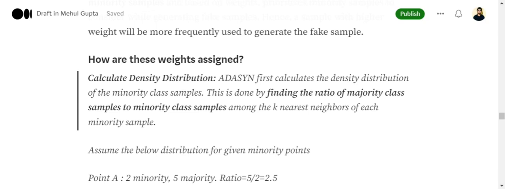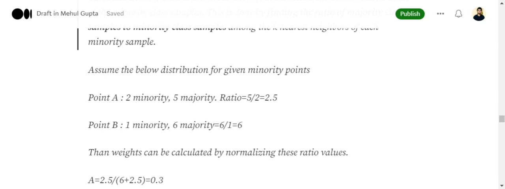So for example, if I pick a point, say A, and k equals 5, I would be considering all the 5 points that are nearest to it and not just the minority ones. And then I will be calculating the ratio of majority class samples upon minority class samples. This would be a little easy to understand. Assume that k equals 7 in this case for point A, which has 2 minority and 5 majority samples. So the ratio would be 2.5. For point B, assume the minority is just 1 and 6 are majority in its k nearest neighbors. So the ratio would be 6.